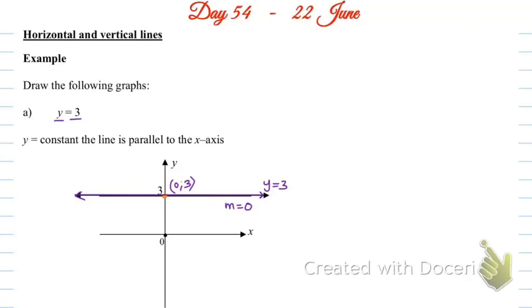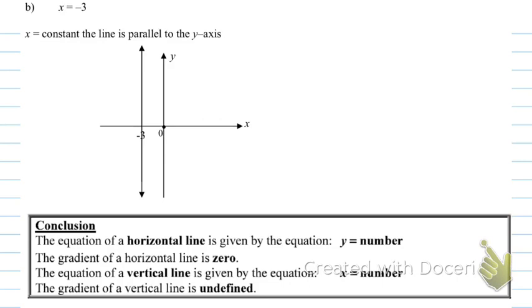Let's look at the next example. We have x is equal to negative 3. Now I have x is equal to a number. So I'm going to plot a point on the x-axis at negative 3, and I'm going to draw a line through that point, and this line is vertical. So the equation of this line is x is equal to negative 3.